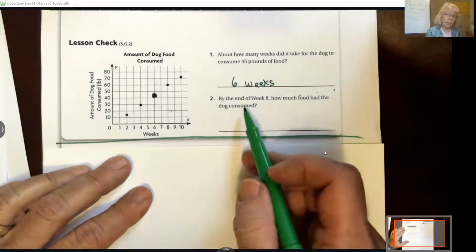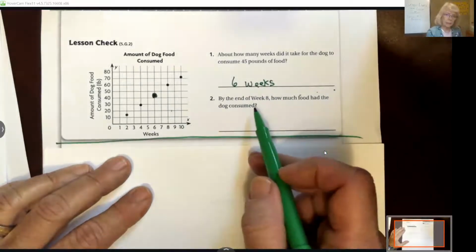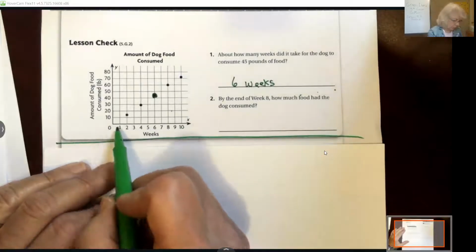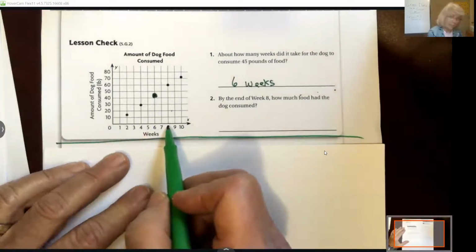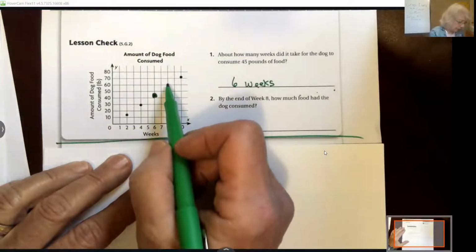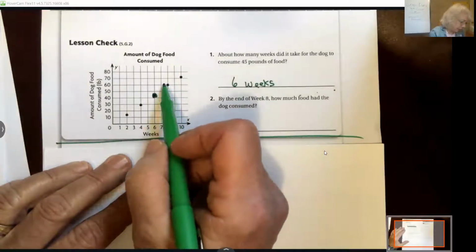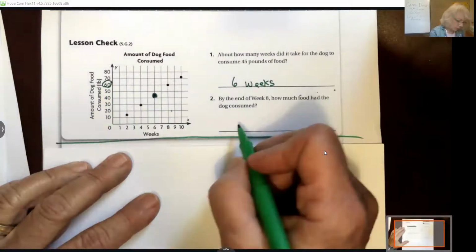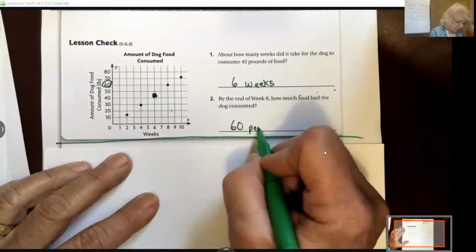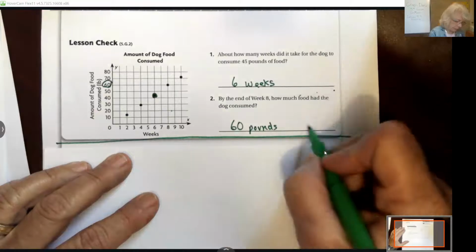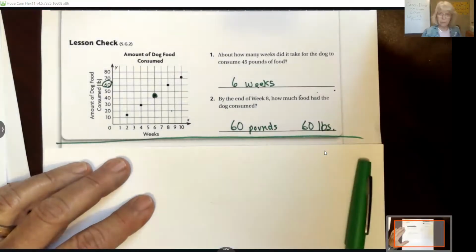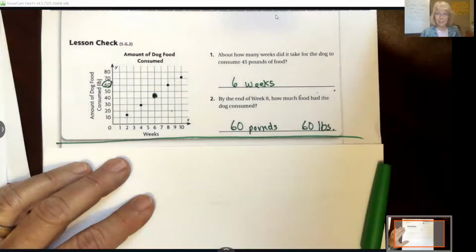Number 2, by the end of week 8, how much food had the dog consumed? So to get that answer, we need to start with our number of weeks, go over to 8, and go up to see what is it telling us about how many pounds were consumed. And it looks like 60. So we would say 60 pounds, or you might write it as 60 lb if you know the abbreviation. And we're done. So that's all for this lesson, and I'll see you next time.